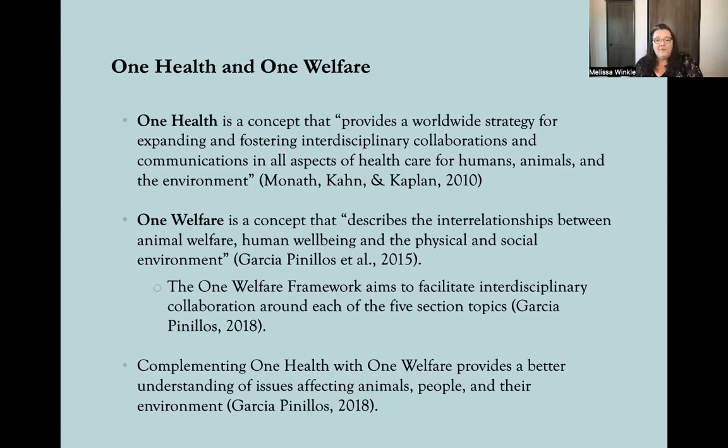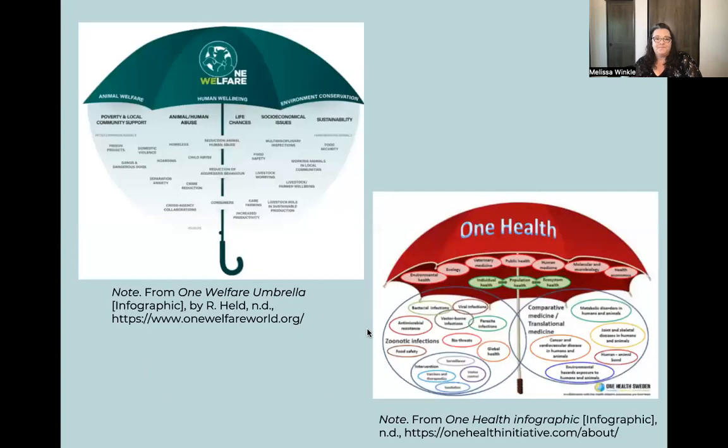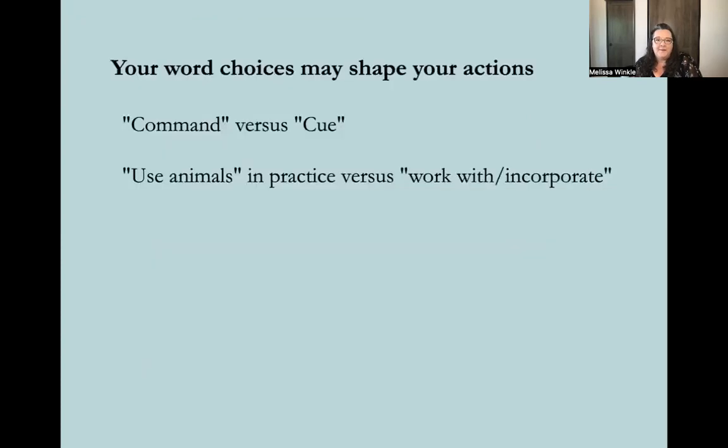So the One Welfare framework aims to facilitate interdisciplinary collaboration around each of the 5 section topics. Complementing One Health and One Welfare provides a better understanding of issues affecting animals, people, and their environment. And so here you can take a peek at both of those. You'll have more reading on this soon. So again, I want to remind you about word choices and how it may shape your actions.